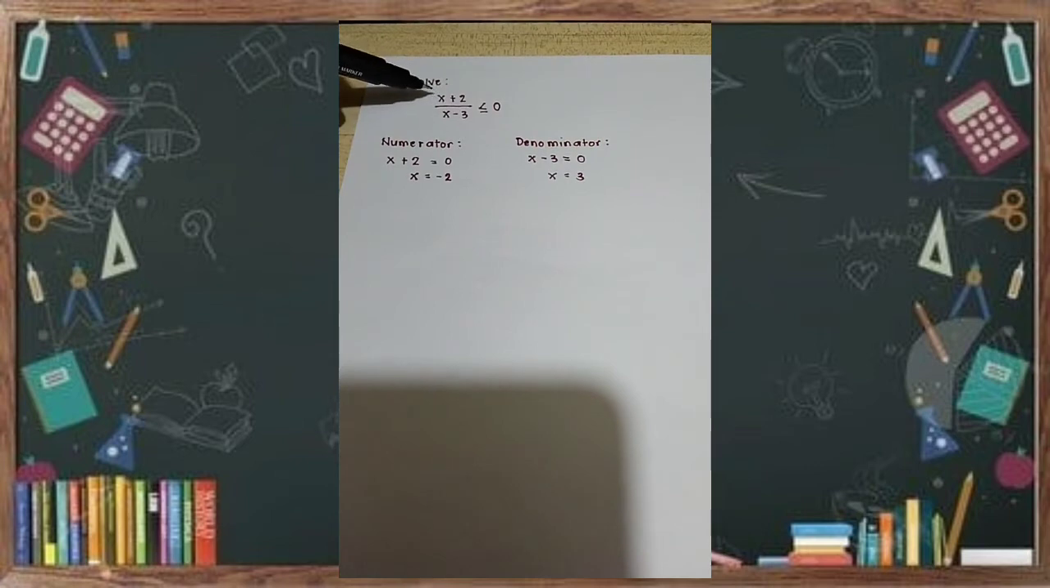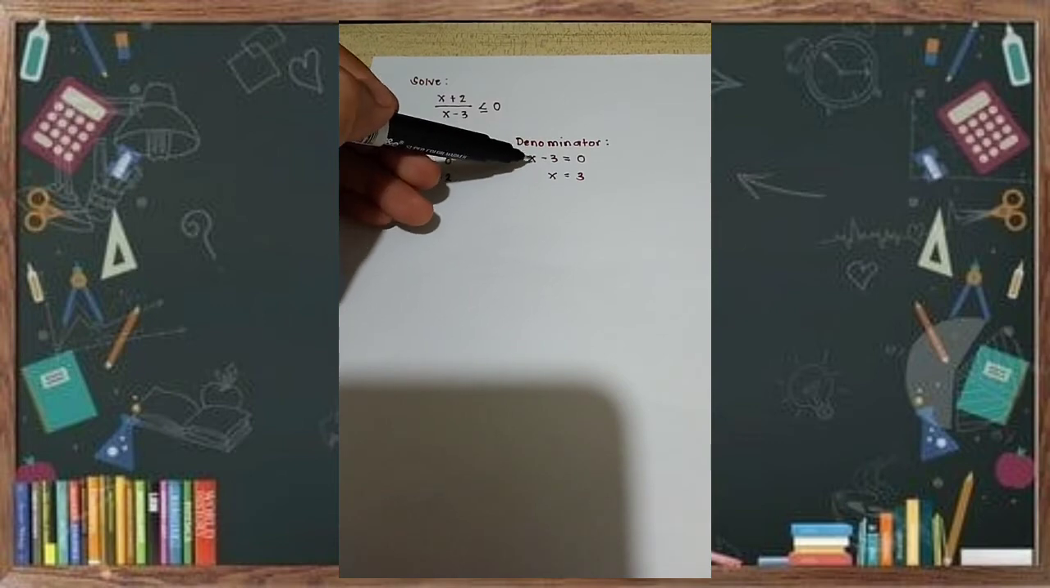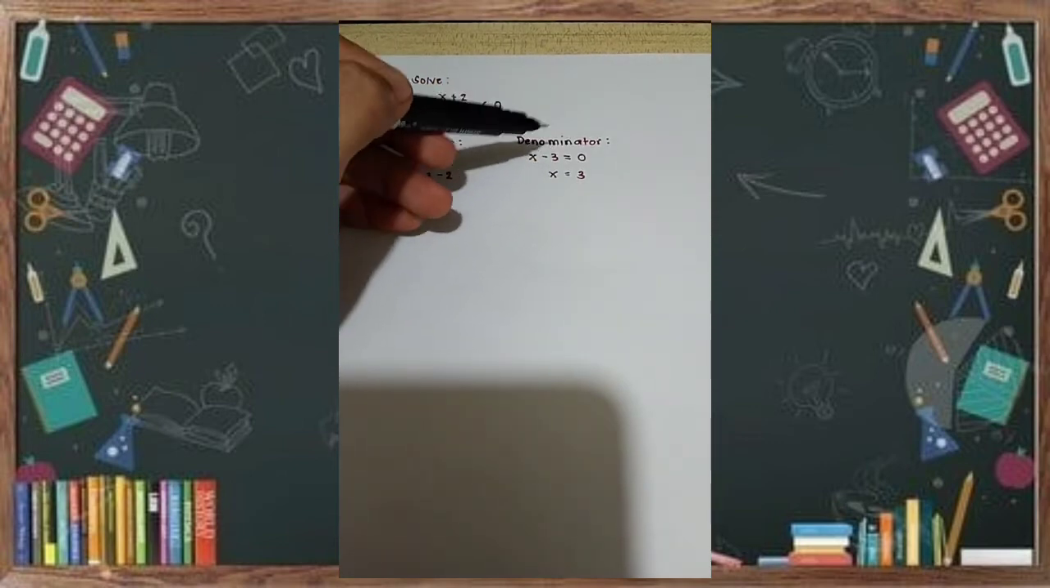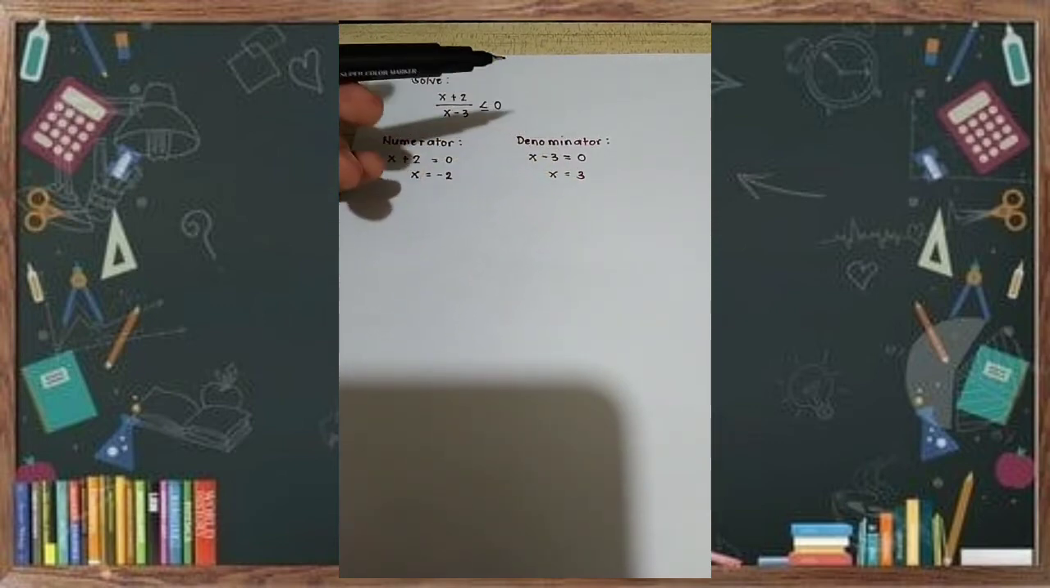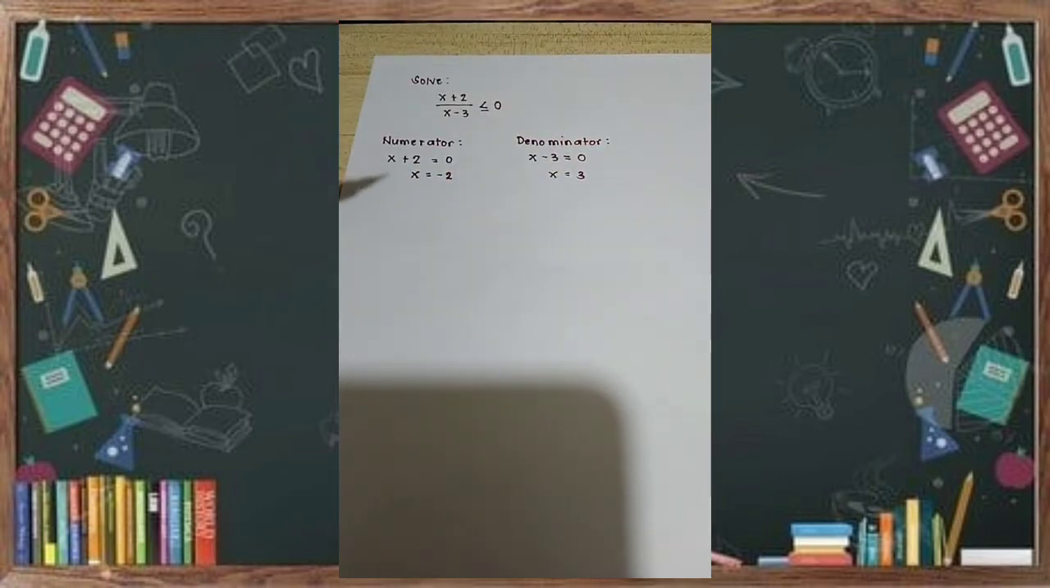Okay, so ang numerator natin ay x plus 2, equate natin into 0. Then we can get the first meaningful number, which is x equals negative 2. So bakit? Kasi yung positive 2 ay tinranspose natin to the right-hand side. And the other meaningful number naman ay x minus 3 equals 0, yung negative 3, itatranspose natin to the right-hand side, magiging x equals 3.